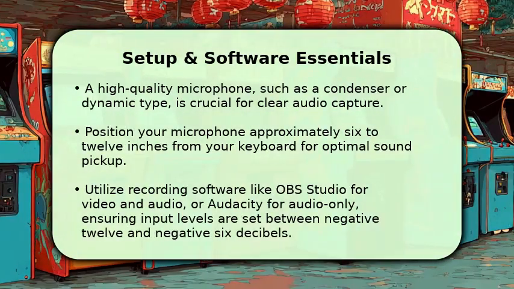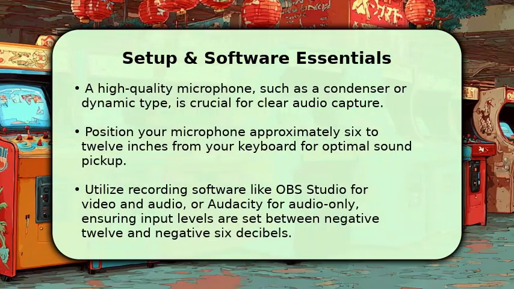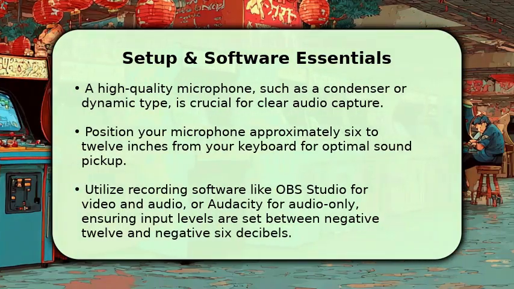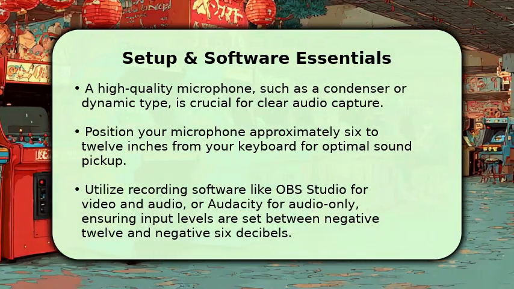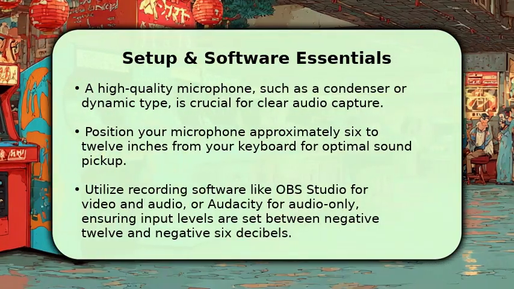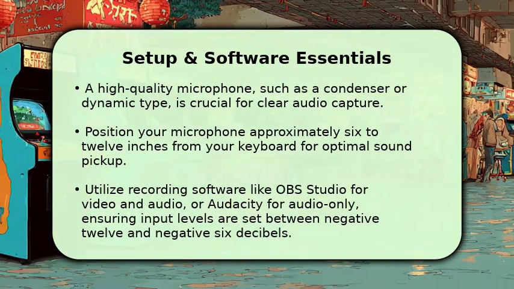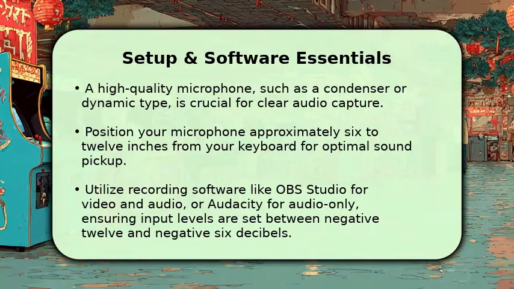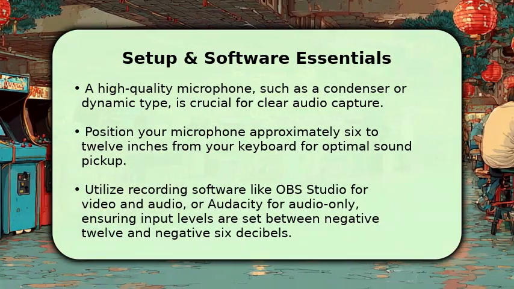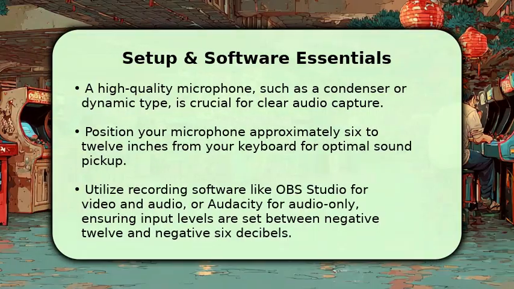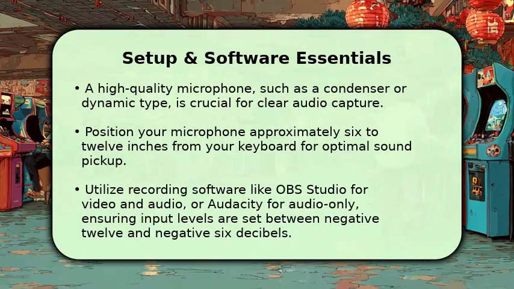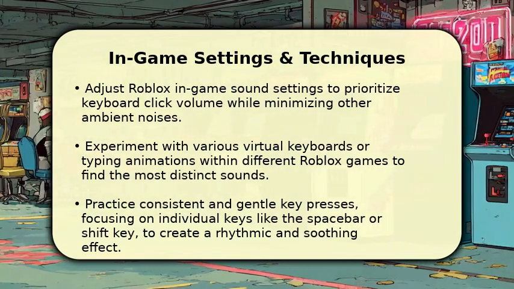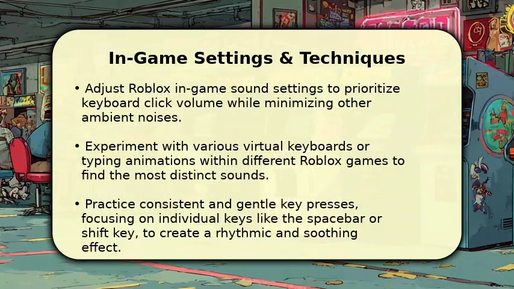To begin, a high-quality microphone is crucial. Consider a condenser microphone, which captures a wide frequency range, or a dynamic microphone for focused sound. Position it about 6 to 12 inches from your keyboard for optimal pickup. You'll also need recording software like OBS Studio for screen and audio capture, or Audacity for audio only. Ensure your audio input levels are set correctly, aiming for around -12 to -6 decibels, to prevent clipping and ensure clear sound. Within Roblox, adjust your in-game sound settings to maximize keyboard click volume while minimizing other ambient noises.